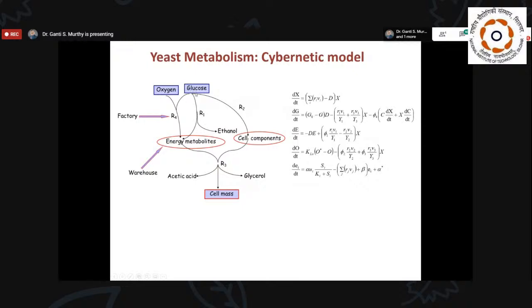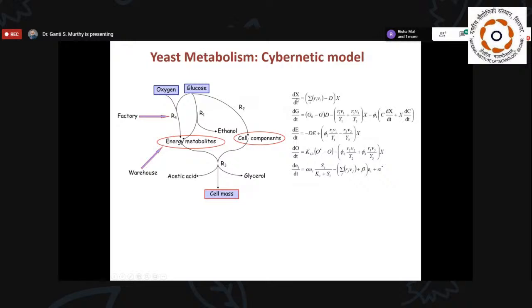We also know that the glucose is used to make many of the cellular components through other reactions, so we model that as R2. And we know that new cells are formed by using the ATP, the energy metabolites, the cellular components, all of those things, and then they make the cell mass. And there is some acetic acid and glycerol produced as a byproduct. So these energy metabolites and cell components are like our warehouses in the previous example. And the factory is represented by R1, R2, R3, R4.